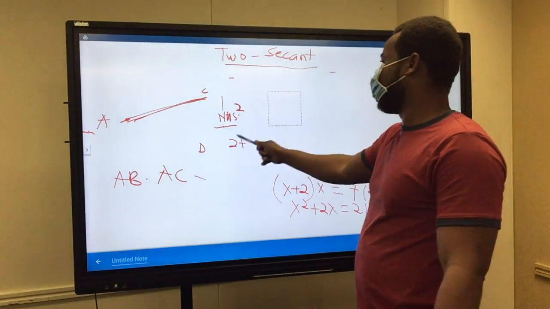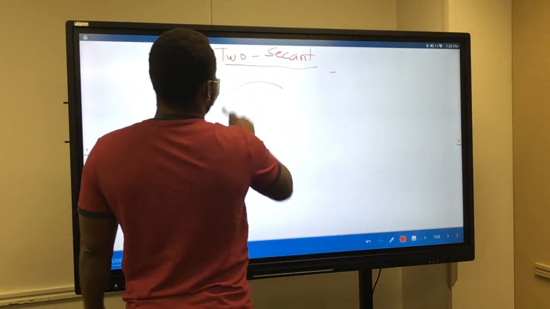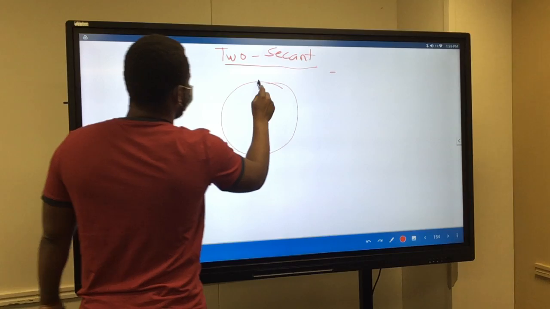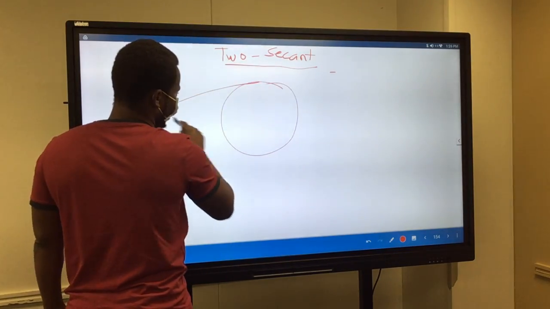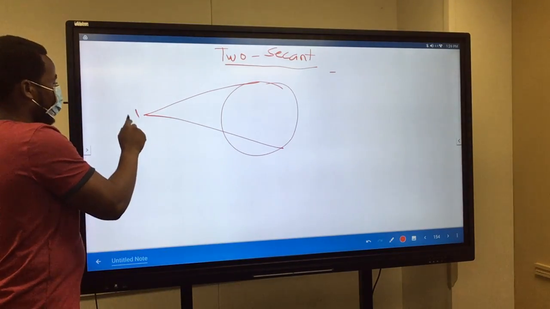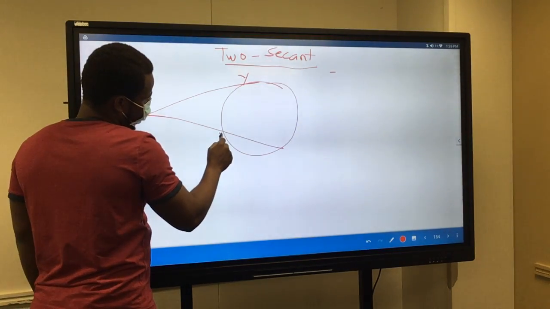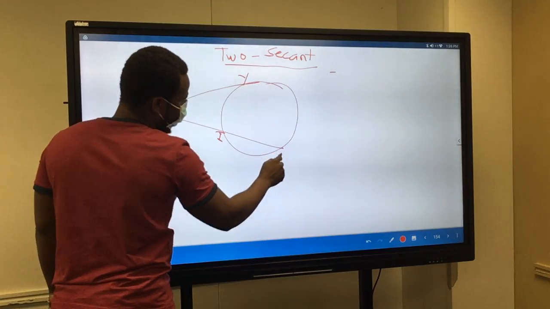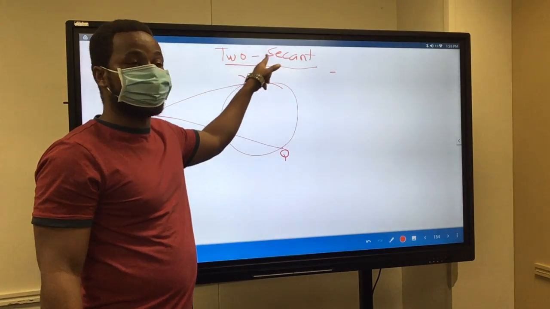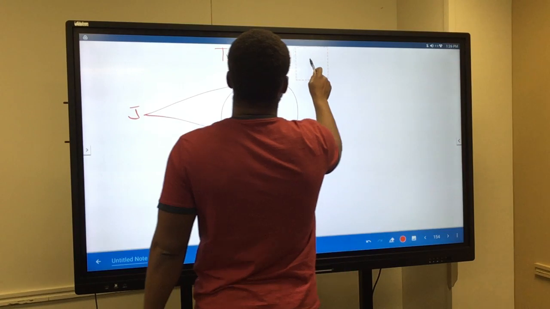Basically that is the idea. Now let's try another one. This one is like a tangent and a secant. Imagine that this is J and Y, and this is I and Q. Remember that the first one was 2 secants. This is not 2 secants, this is a secant and a tangent.